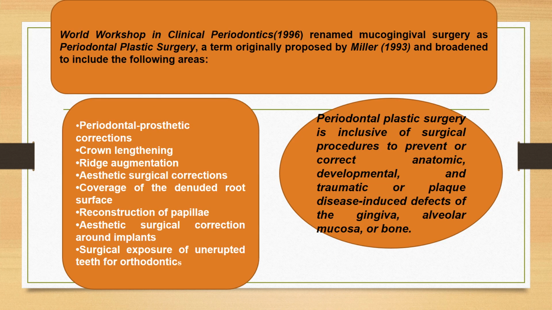So, the World Workshop in Clinical Periodontics in 1996 renamed mucogingival surgery as perioplastic surgery. It is a term originally proposed by Miller in 1993 and broadened to include the following areas. They are periodontal prosthetic corrections, that is perioprosthetic surgeries, crown lengthening, ridge augmentation, aesthetic surgical corrections, coverage of the denuded root surface, reconstruction of papilla, aesthetic surgical correction around implants, surgical exposure of unerupted teeth for orthodontics.